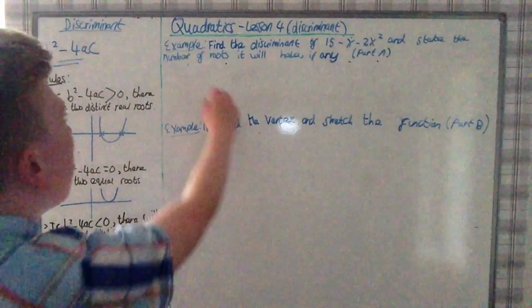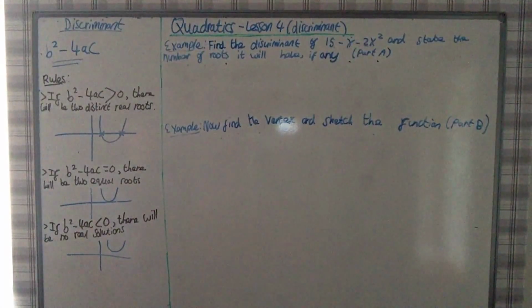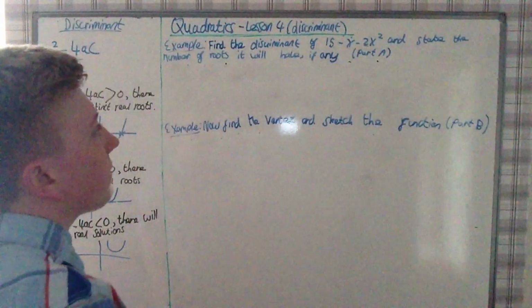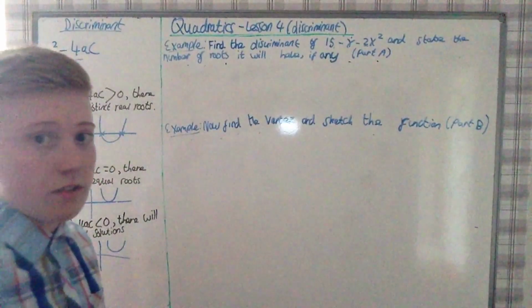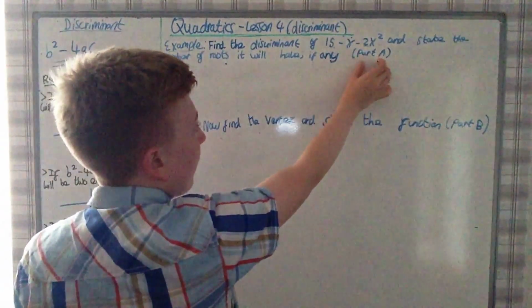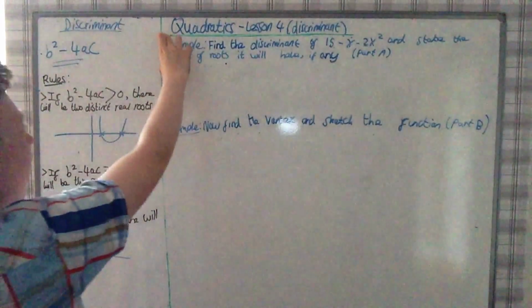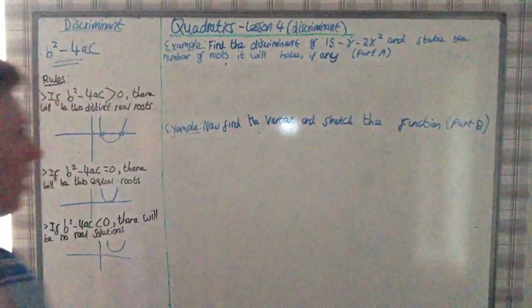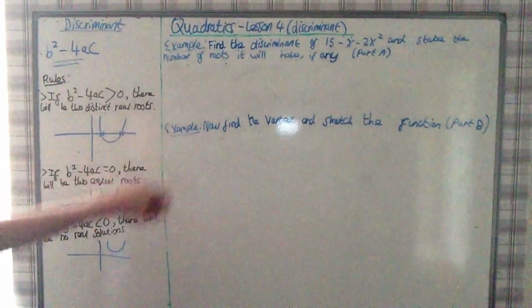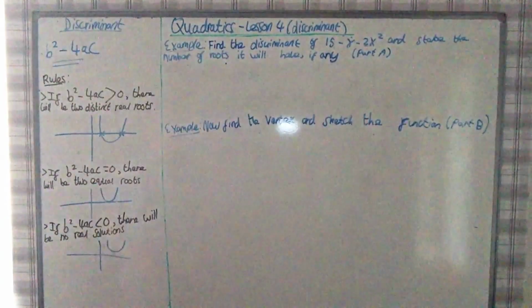So let's move on to the first example, which says find the discriminant of 15 minus x minus 2x squared and state the number of roots it will have, if any. This is part A of a question. I've taken this from the AQA textbook, however I've extended it to make up a part B. So we'll go through this as an extension to our lesson on completing the square. For now, let's look at this question.